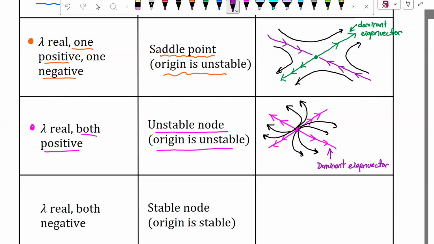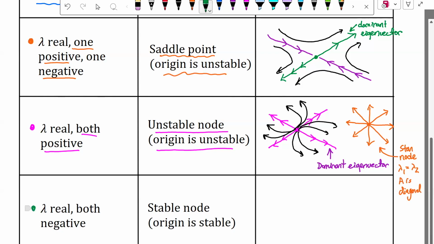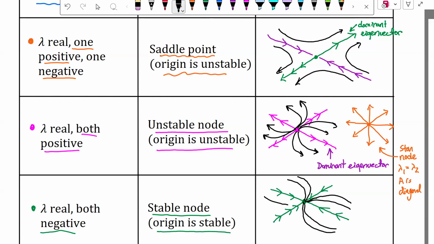We may also encounter some special cases where the eigenvalues are real and positive, but also equal. And in some cases, when you have a diagonal matrix, you might find something interesting, which is a star node, and then you have essentially an infinite number of associated eigenvectors. In the case where both real eigenvalues are negative, we still have a node, but this time it is stable. The picture is very similar, except now trajectories are all moving in toward the origin. And similarly, in this case, it is possible to have a star node as well, if you have equal eigenvalues and a diagonal matrix A.